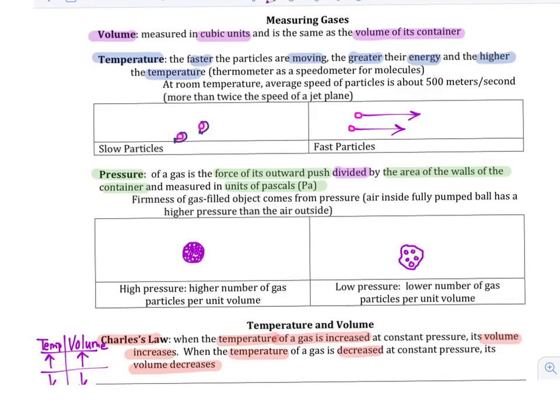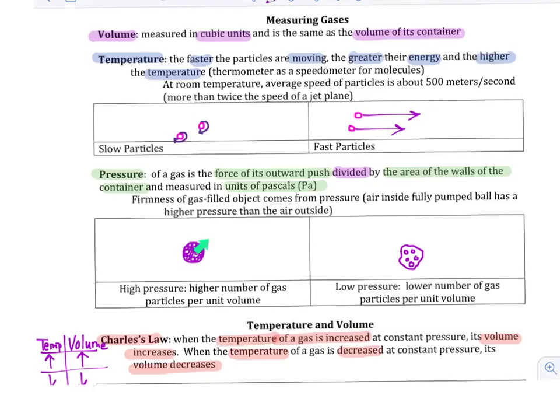So when we think about pressure, think about a fully inflated basketball. We would calculate the pressure by dividing the force of the gas that's pushing outward by the interior surface area of the walls of the ball. And we would define that in pascals. So high pressure means that there's a high number of gas particles per unit volume.